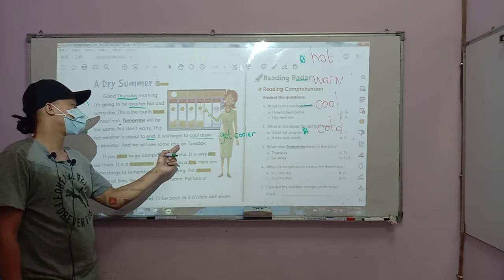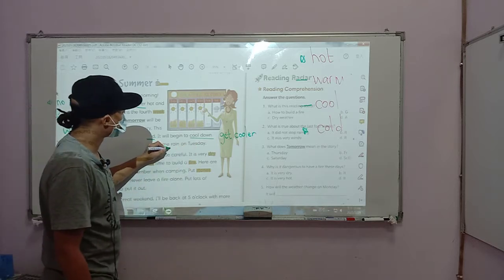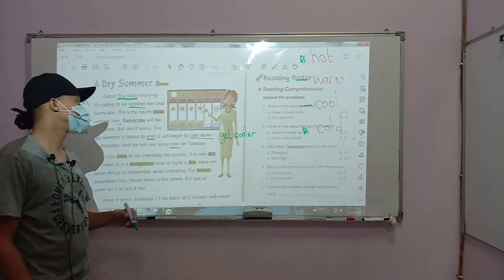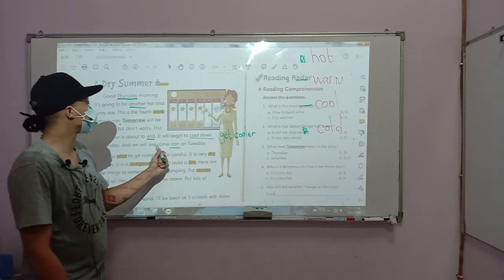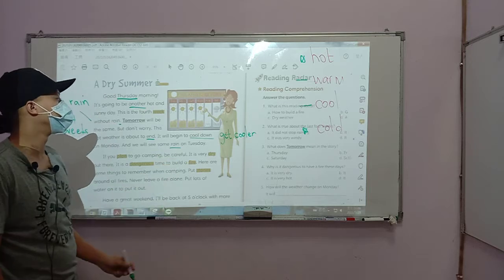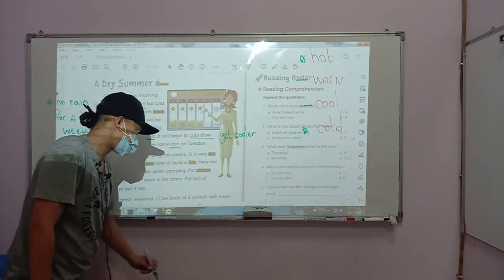And we will see some rain on Tuesday. So finally, it is going to rain. It was 4 weeks with no rain. And then it says they will see some rain on Tuesday. Okay?